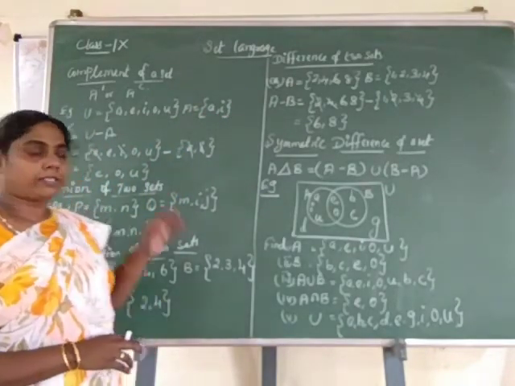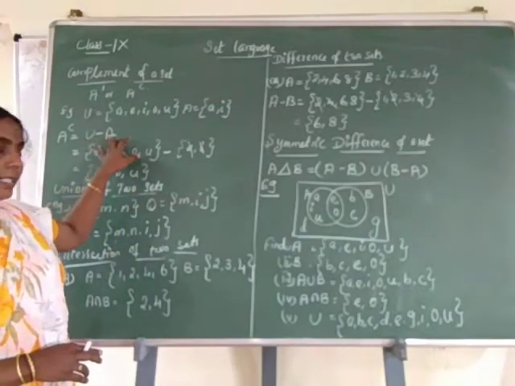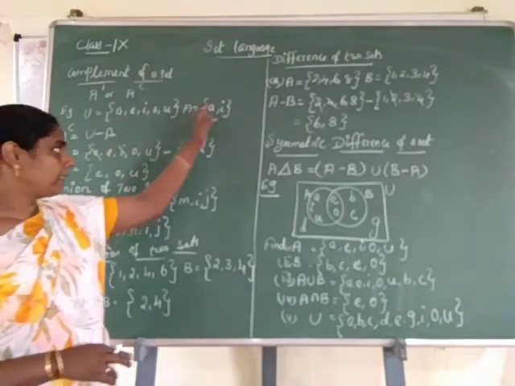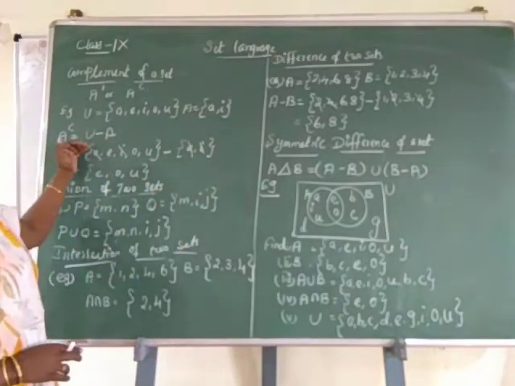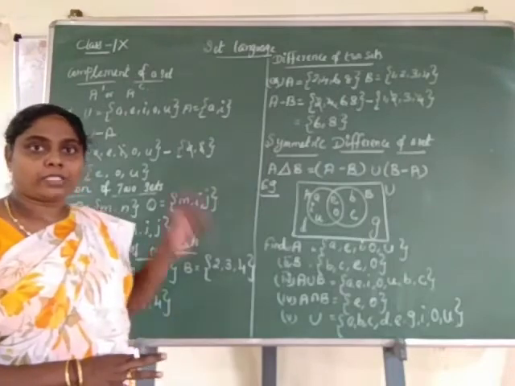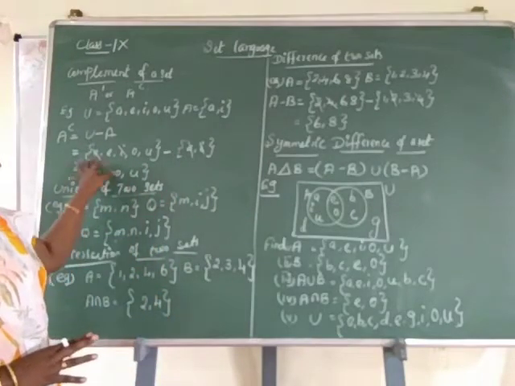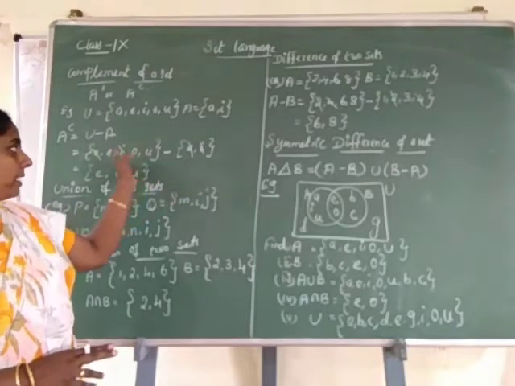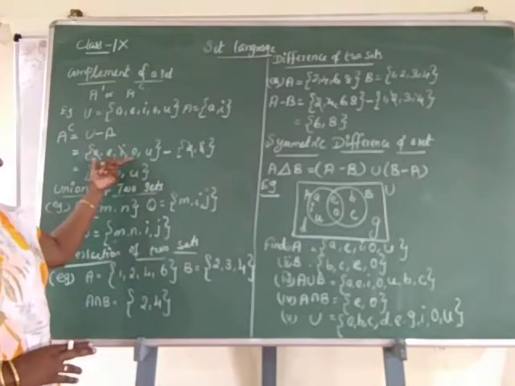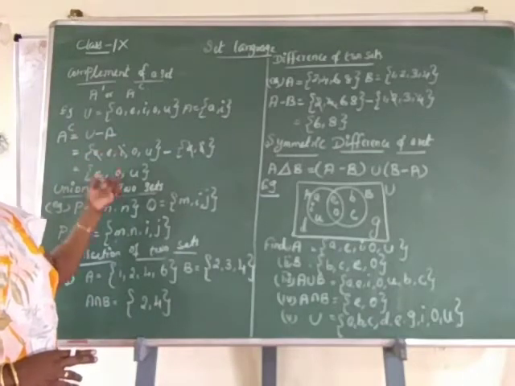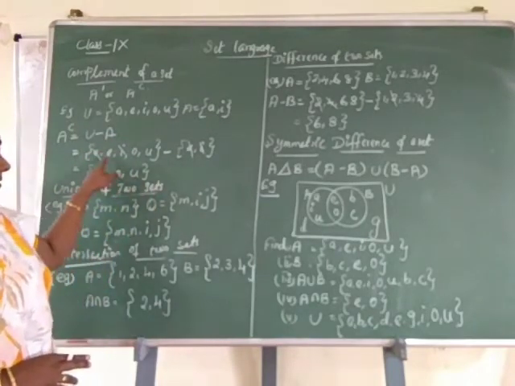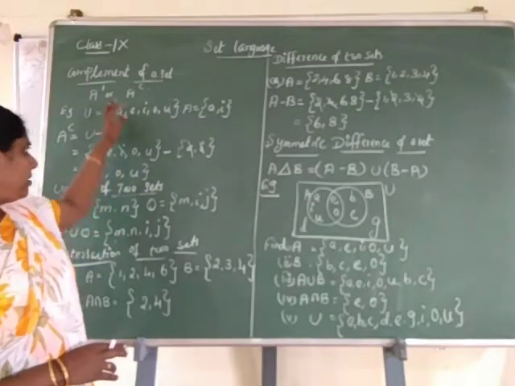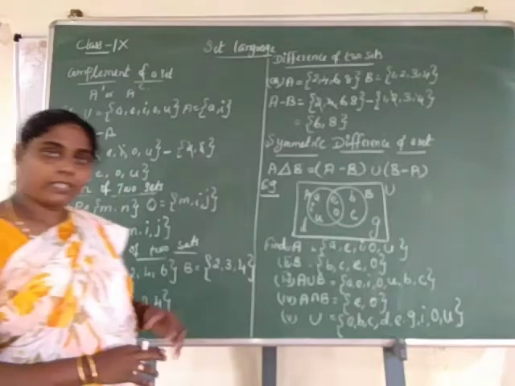So A complement is equal to universal set minus set A. The universal set is given for us, so take the universal set minus that set A. From the universal set, what are the things present in both sets? We are going to cancel that. So a and a is common here, so we cancel that. And i is also common, that one also we cancel. Whatever elements remain in the universal set, that one only you have to take as the answer. So your remaining things are e, o and u. So that's the answer. This is the way to find the complement of a set.